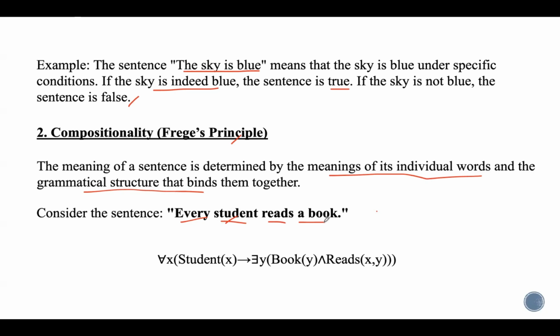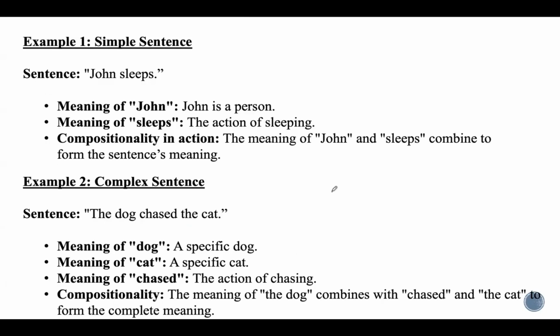Starting with the basic meaning of the words, we take the basic meaning of every word and build up the meaning of this complete sentence. So, here the meaning of the sentence can be composed like this. This is a formal representation of how the individual meanings combine to produce the meaning of the entire sentence. Let us see a few examples.